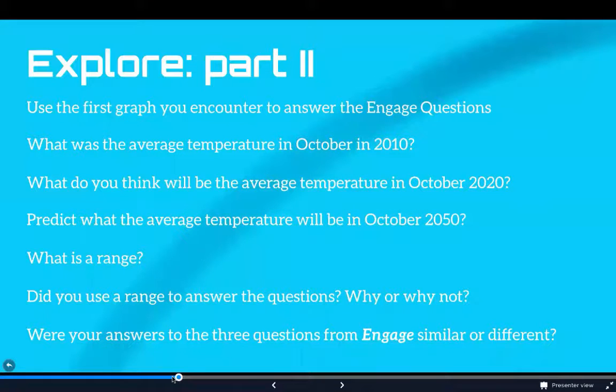So let's take a look at Explore Part 2. So we have to go back to the first graph that we encountered to answer the engaged questions. What was the average temperature in October in 2010? What do I think will be the average temperature in 2020? Predict what the average temperature will be in 2050.